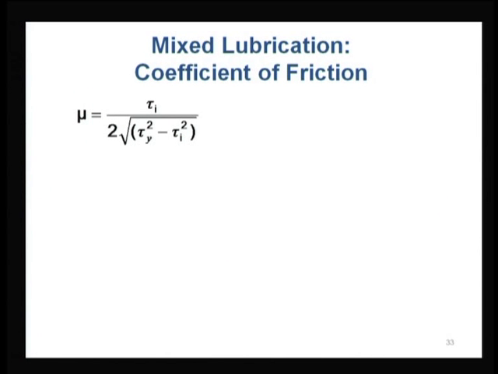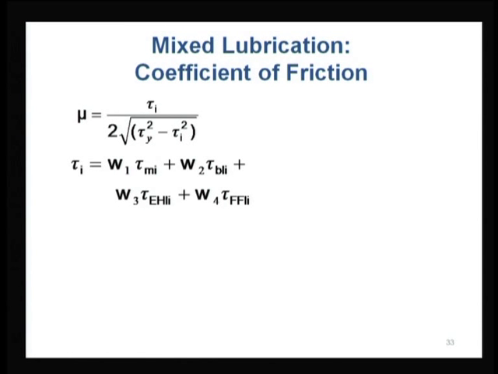To find out the coefficient of friction in the mixed lubrication mechanism, we can go back to our previous relations which we derived using junction theory, or junction growth theory, where mu was expressed in terms of the shear strength of the interface and the shear strength of the bulk or soft material. So the coefficient of friction was derived using that relation.